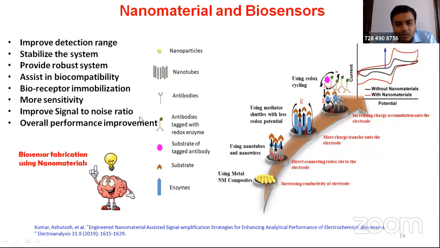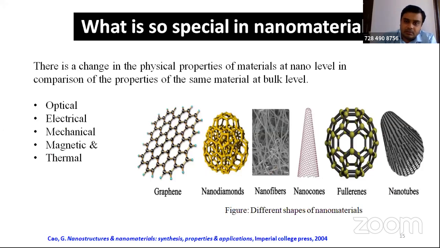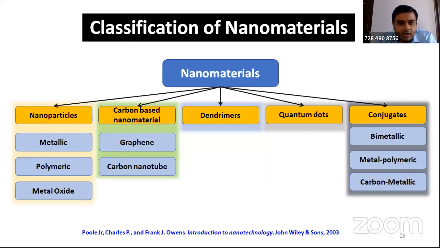In addition to this, what I have listed here is also very important in the case of nanomaterials and biosensors. What is so special about nanomaterials? They have a lot of unique features such as optical, electrical, mechanical, magnetic, and thermal properties. You can tune them; it is a highly tunable system. By tuning the nanomaterial, you can change the performance of the sensor. That is very important when we integrate any nanomaterial in any kind of sensor system. So these are the basic classifications. You can find some other classifications also, but I have taken this classification from a standard book.